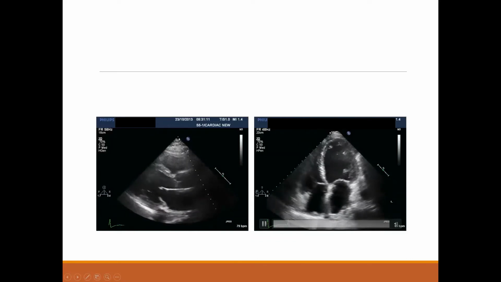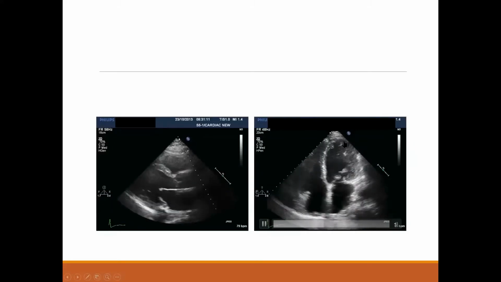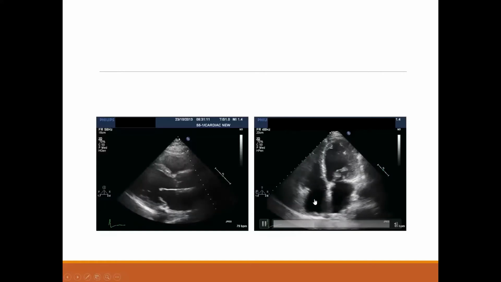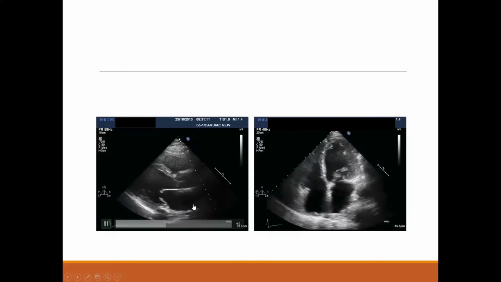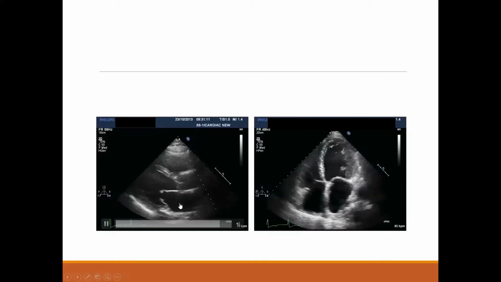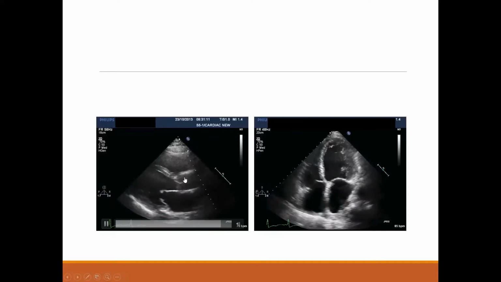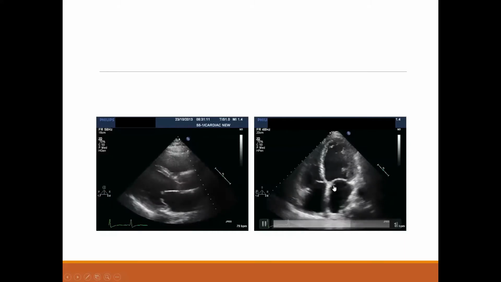Showing dilated LV with hypokinesia in the apical and to some extent in the lateral, with thickening of the mitral valve. Okay, so I think you have gotten it all, with the small correction we are going to go through. So this is parasternal long axis, and this is apical 4.